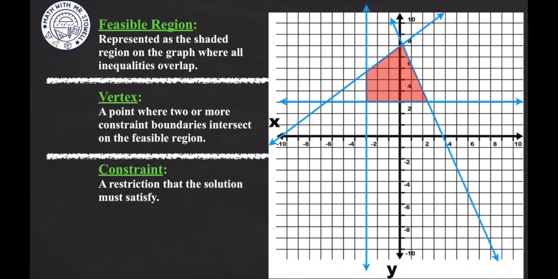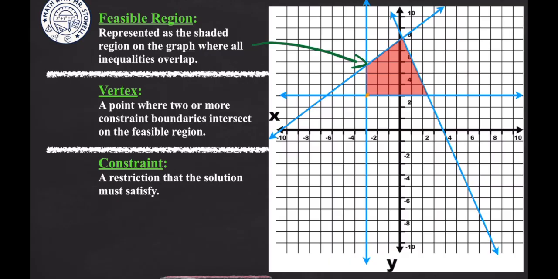Feasible regions of linear programming represent the shaded region on the graph where all the inequalities overlap. So for example, the shaded region would be that red area in this example. That is a feasible region. It's the area that all of them would overlap in this example. Vertices are the points where two or more constraints or boundaries intersect on a feasible region. So the vertices of this would be right here, right here, right here, and right here. That would be the vertices of this linear program.